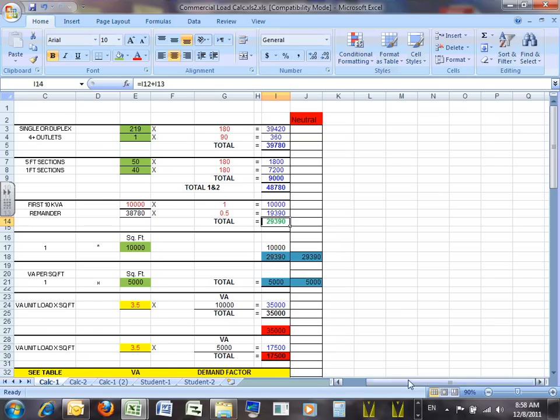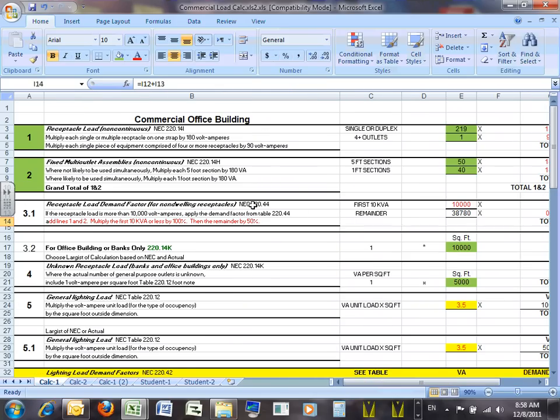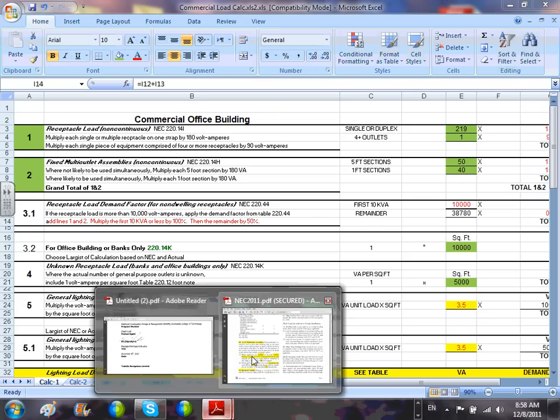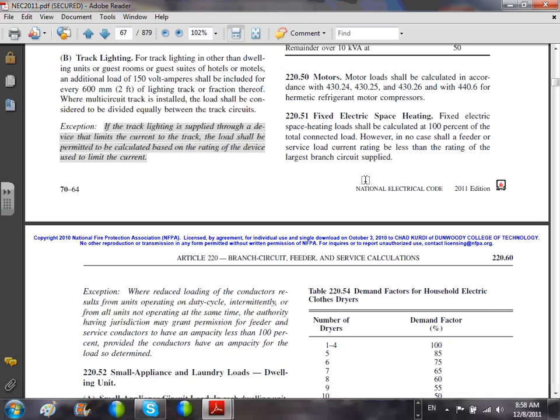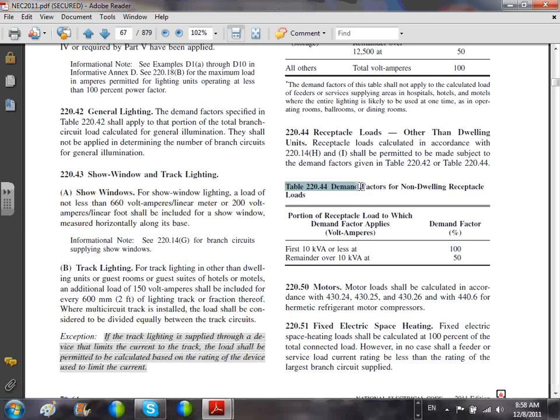Now, I want to take you guys to the code, to 220.44, so you know that Chad did not bring this one from his basement. 220.44, let's go all the way to 220.54, where's 220? Here you go. I want you guys to go to 220.44 and highlight it. This is where you apply the demand factor, and I want you to highlight if it's 10, leave it alone, sacred cow or goat, in Chad's case. And the remainder, anything higher than 10, what do you need to do with it? Multiply by 50.